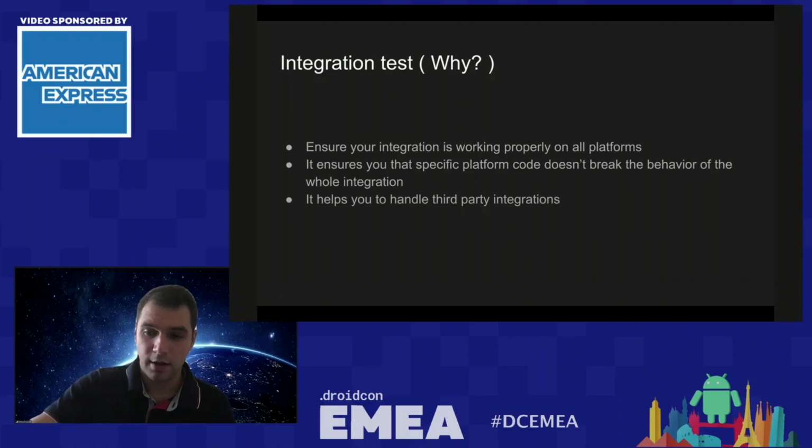Another thing is the third-party libraries. In Kotlin Multiplatform, we have many third-party libraries, and some of them do not support all platforms. Some of them have different issues with the Kotlin concurrency model. And so with our integration tests, we would like to have the confidence to say, okay, this third-party library is working fine with my integration as well.